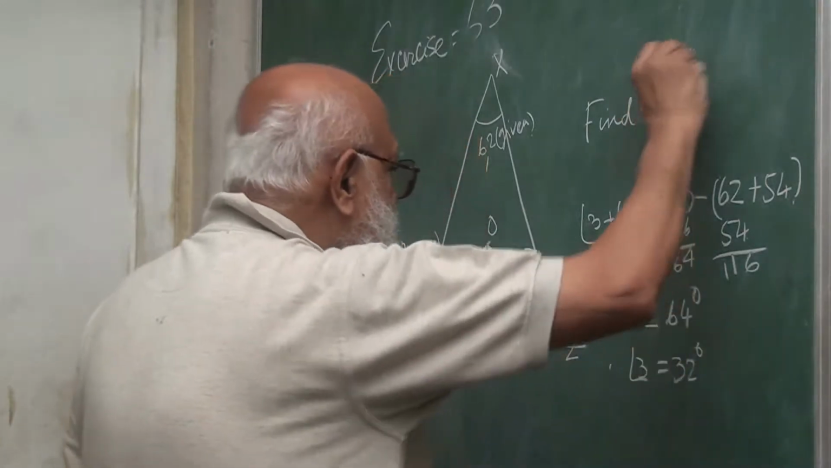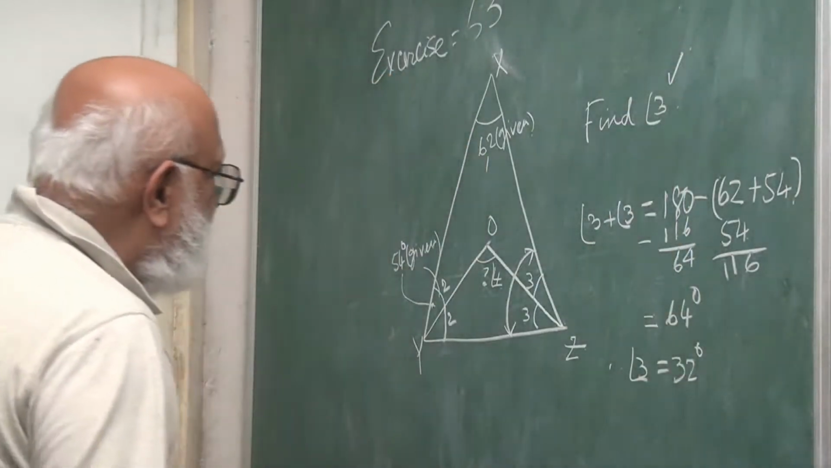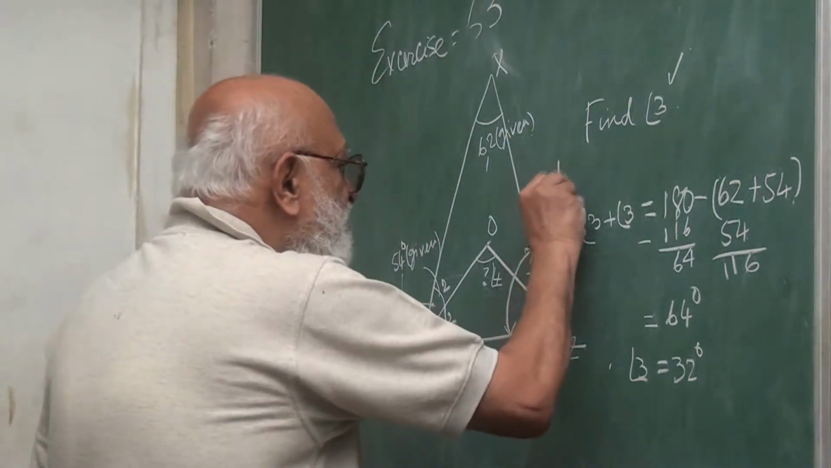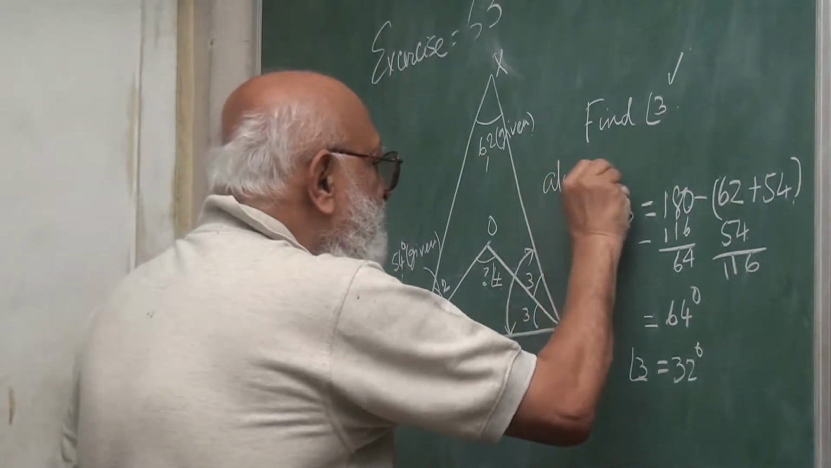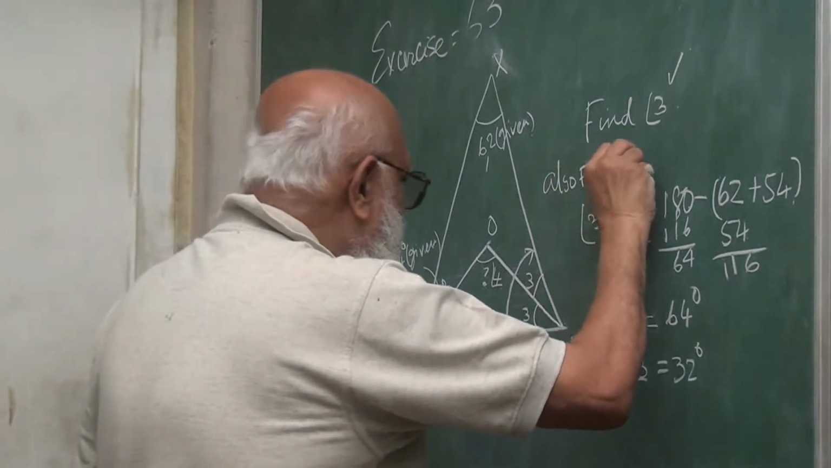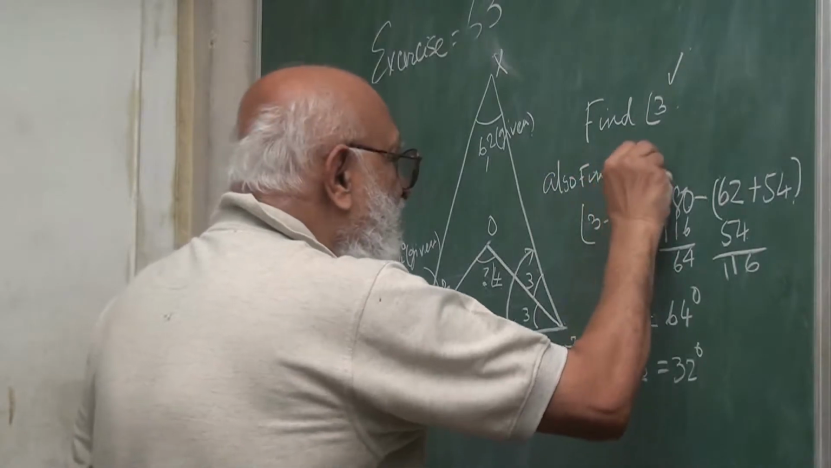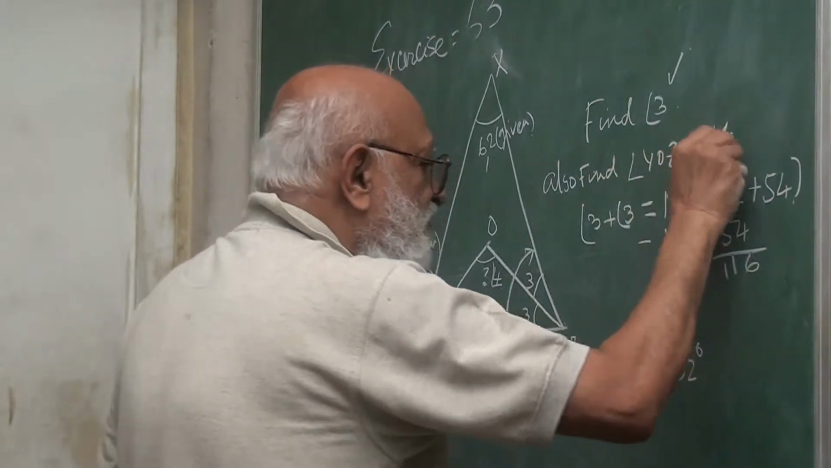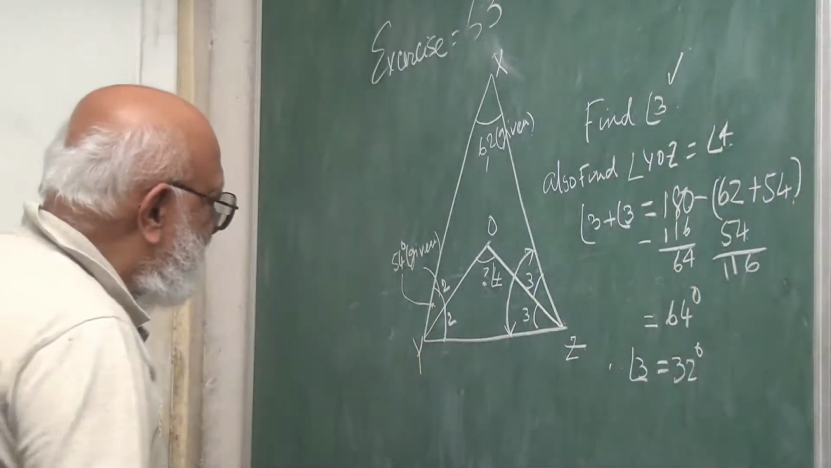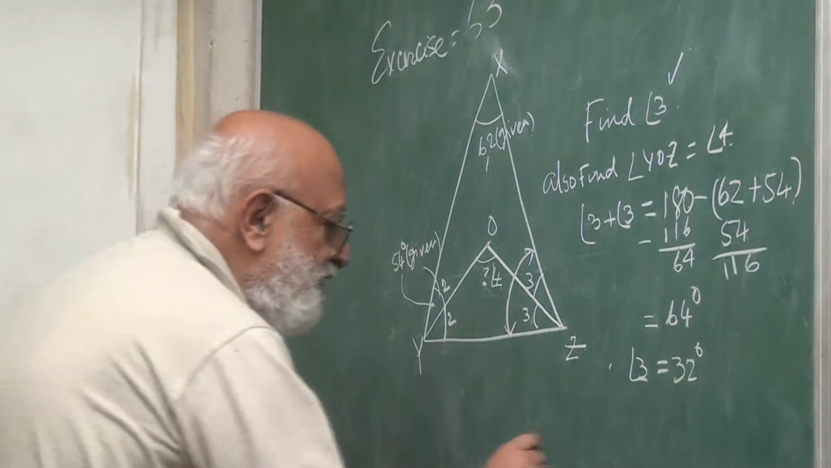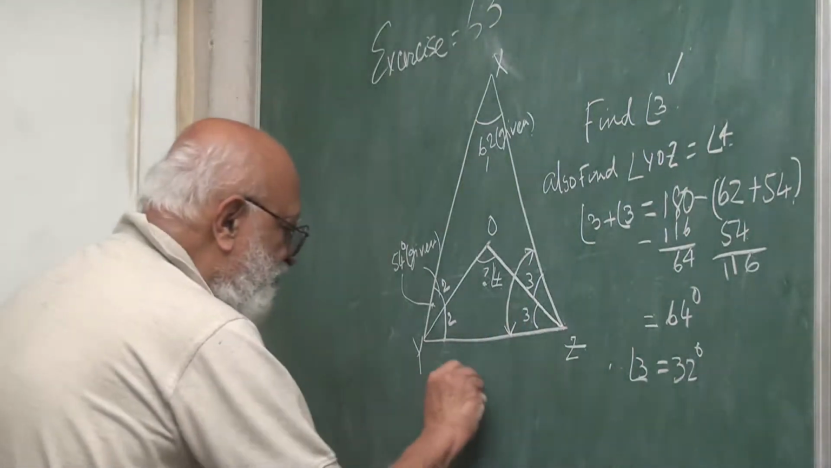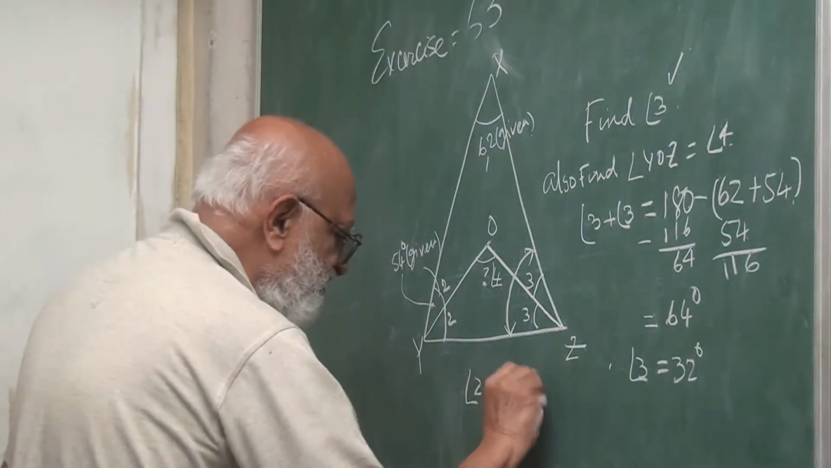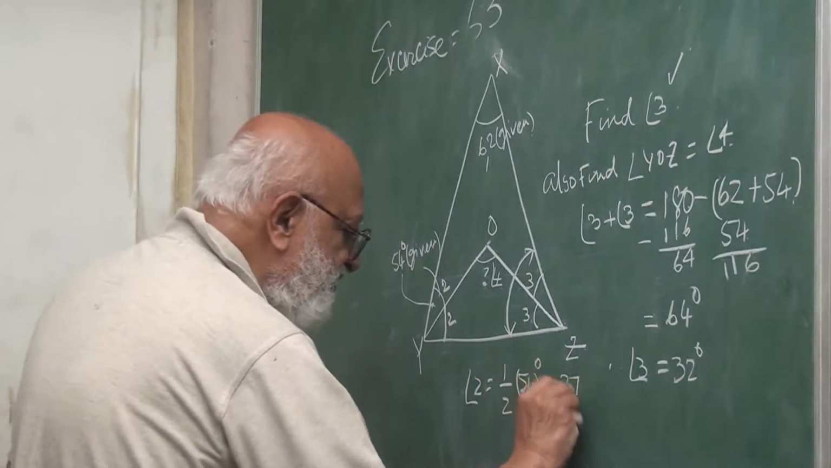So one job is done. What else is to be found out? We have to find angle YOZ, that is equal to angle 4. How do I do it now? I know angle 3. I know angle 2. Angle 2 is half of 54, which is equal to 27 degrees.